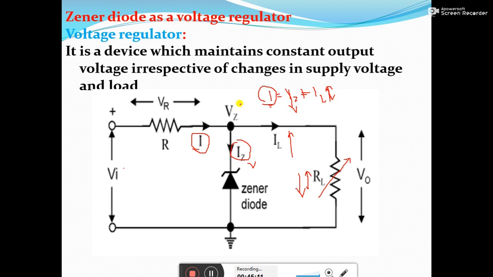In both the cases, line regulation or load regulation, the current through the Zener diode is adjusted between the Iz min and Iz max, so that the V0 output will remain always constant irrespective of the changes in the supply voltage or the changes in the load. That's why it is referred as voltage regulator.